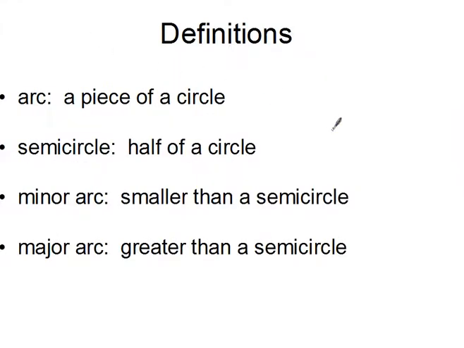All right, a few more definitions. An arc is a piece of a circle. So it's just like you cut a big section out of the circle. That's called an arc. We also have a semicircle. This is half of a circle. So a semicircle is 180 degrees because it's half of 360. Then we have a minor arc, which is smaller than a semicircle. So this would be less than 180 degrees. And then a major arc is greater than a semicircle, so it would be greater than 180 degrees.